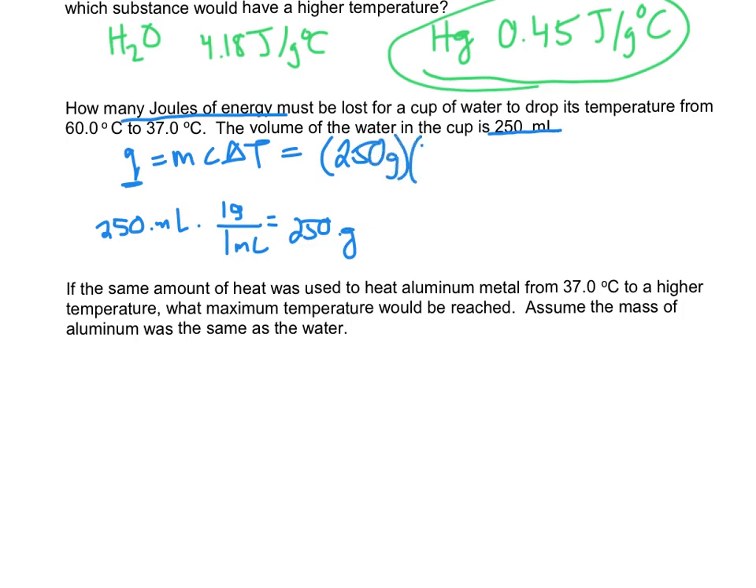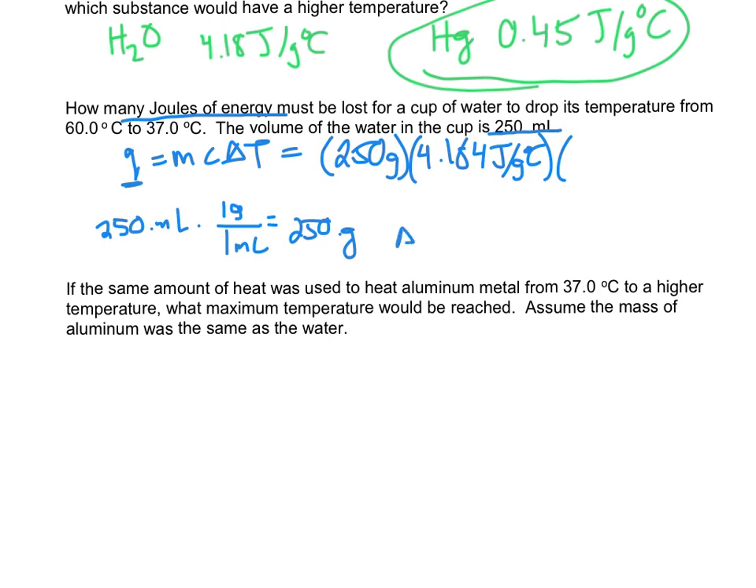C for water is 4.184. And again, you can use 4.184, 4.186. Either one is fine. I think even in one of your tables, it just says 4.18, and that's it. Joules per gram Celsius. All right, and then delta T, it says it goes from 60 to 37.